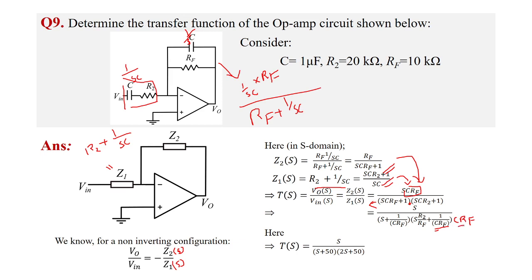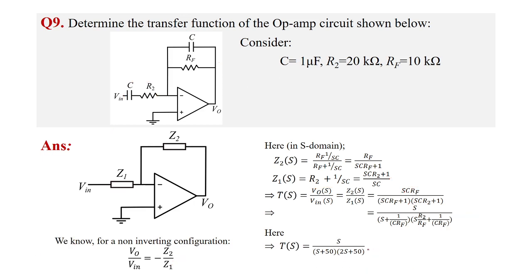There will be one more CRF here, and CRF means C, which is 1 micro, into RF, which will be 10K. So it is 1 milli times 10, so 10 milli. This 10 milli constant will definitely be there. So this is the transfer function. The only difference is there will be a 10 milli constant here, which I missed. Okay, so this is the transfer function that has been asked.